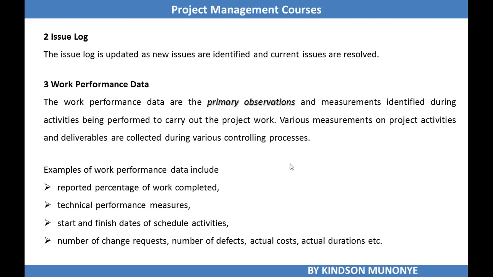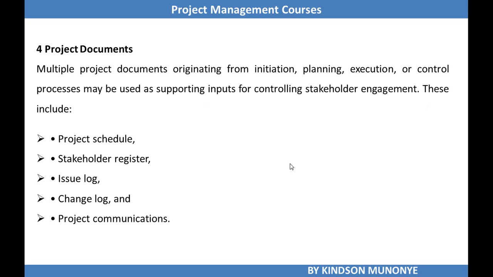Some examples of work performance data include reported percentage of work completed, technical performance measures, and start and finish dates of scheduled activities. We also have the number of change requests, number of defects, actual costs, and actual duration. So these are real-time measurements, real data, raw data if you will, captured during the course of the project work.